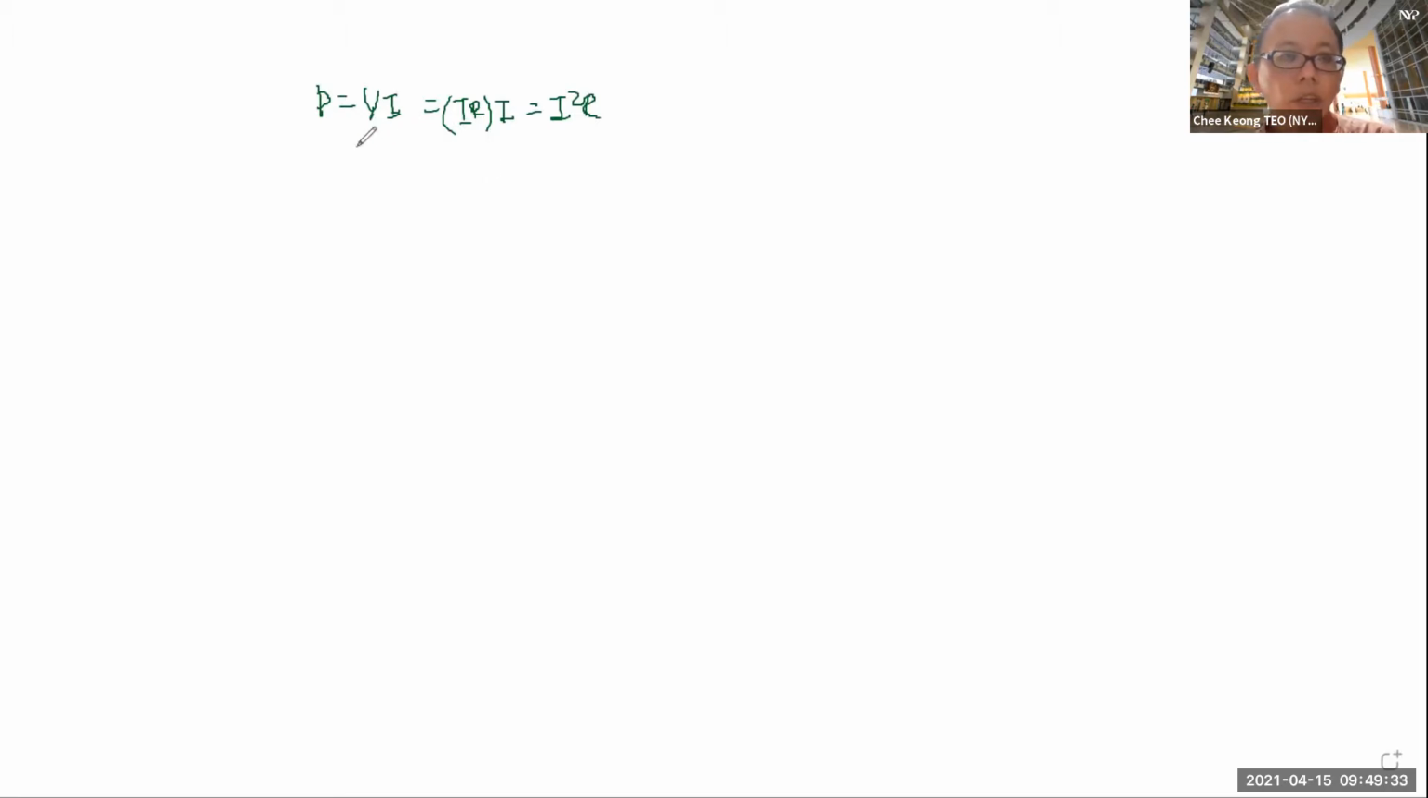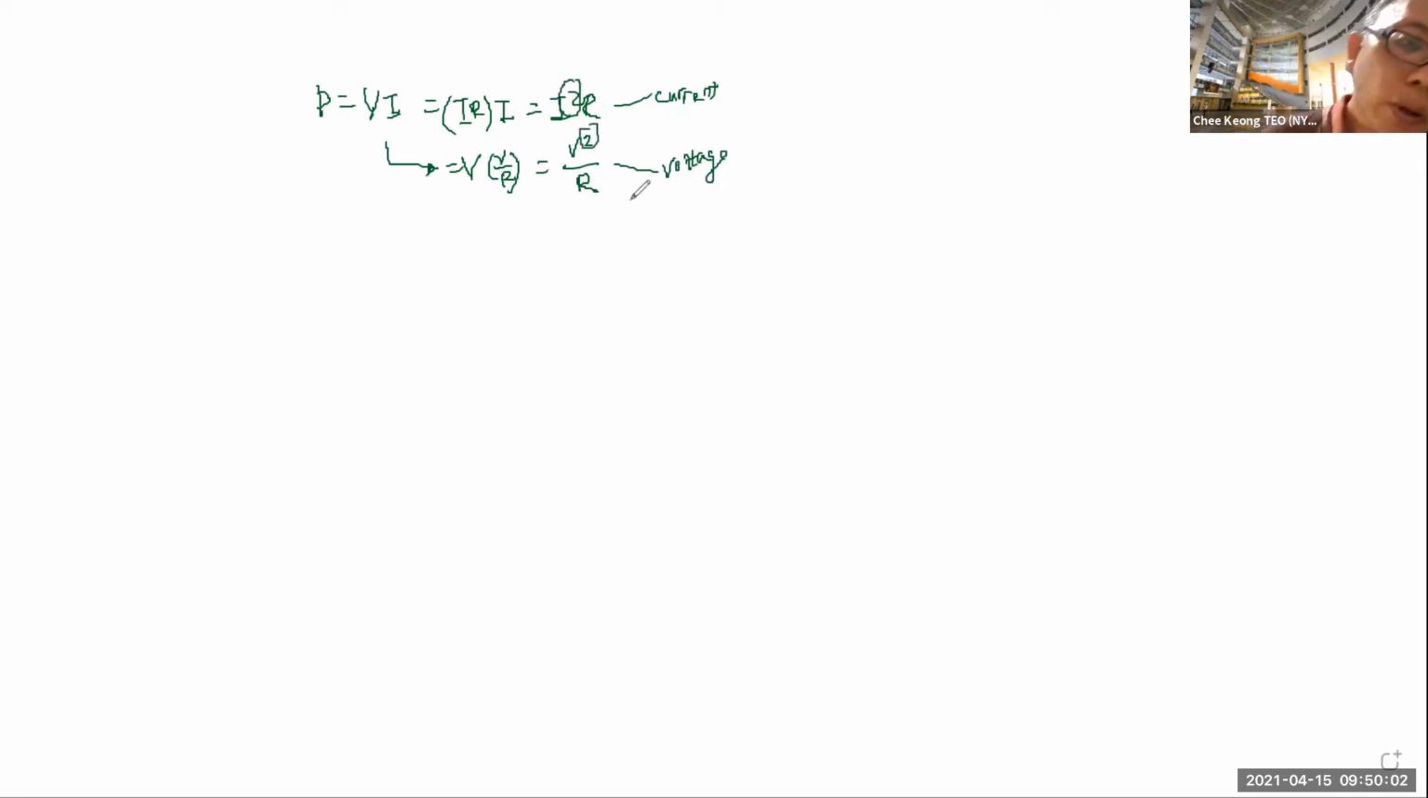Or if you want to change the current, you move this way. What is current? Current is actually V over R, so you can say it is V squared over R. So whichever way, if you want to represent it in either current form or voltage form, you will result in a square here. Now, why is the square important?